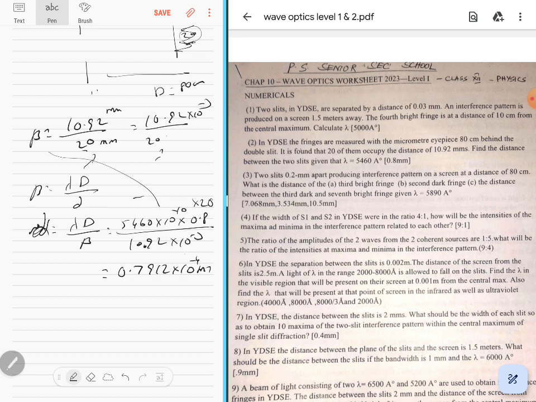What is the answer that they have given? So the 0.8 millimeter. Okay. 10 to the power minus 4. 0.7912 into 10 to the power minus 4 meter.